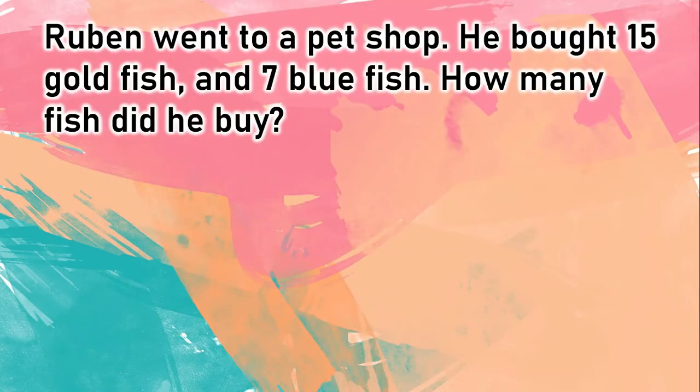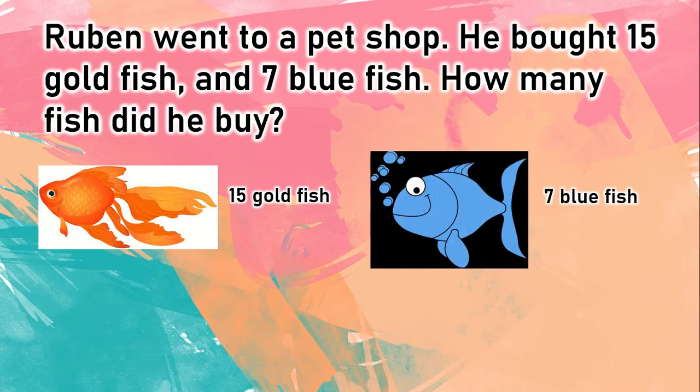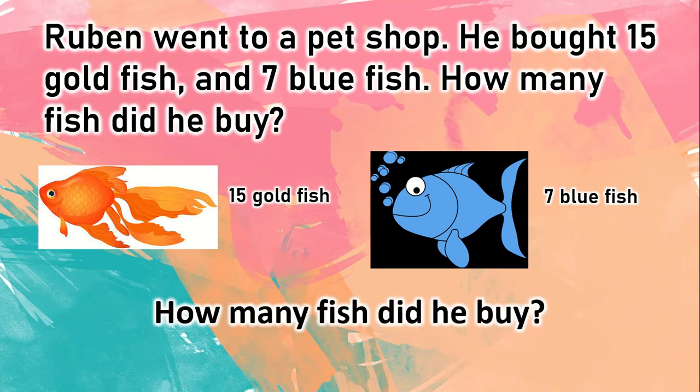Another example we have here: Ruben went to a pet shop. He bought 15 goldfish and 7 bluefish. So how many fish did he buy? What we're going to do is find what are the given. So what would be the given? Okay, very good. We have here 15 goldfish and 7 bluefish. So what is the ask, the hidden question? Very good. How many fish did he buy?